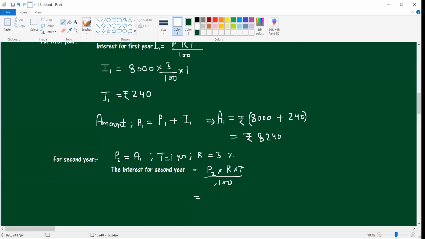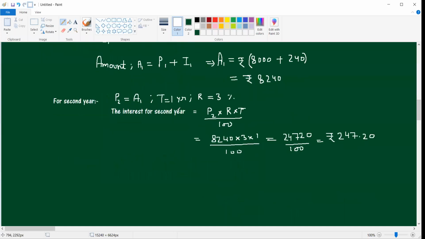So we'll put the formula. P2 is how much? 8240 times 3, here comes 1 to 400. So we have 0, 4, 3 are 12, 3 to the 6, 7, 24, divided by 100. So it is equal to 247.20. This much rupees we have earned. This is the answer, final answer.